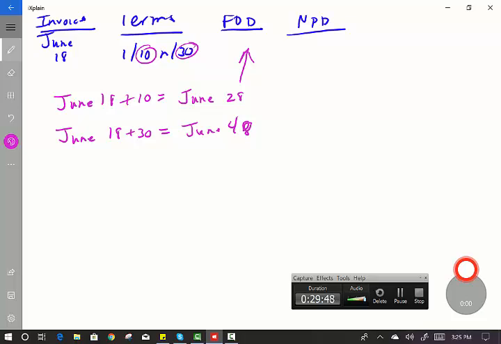So 30 days has September, April, June, and November. I'm going to subtract 30 days from June to give me 18 days in July, which does exist. So July the 18th is the net payment date without a discount.